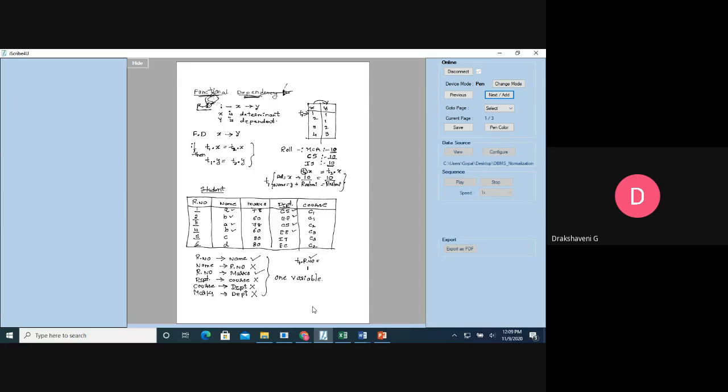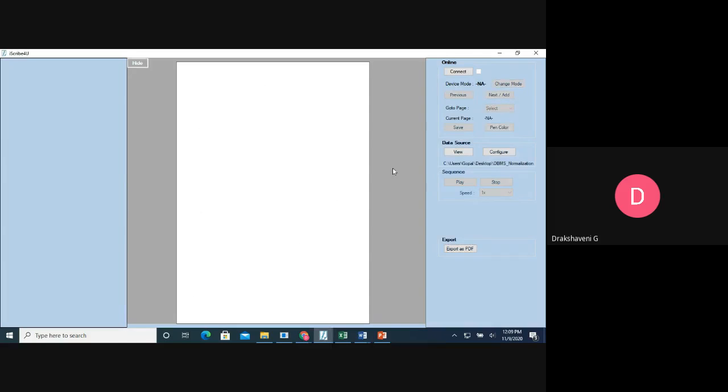Similarly, can we do it for, one second, let me save this page. I will present functional dependency. Save. Okay. That was about functionally dependent for one variable.